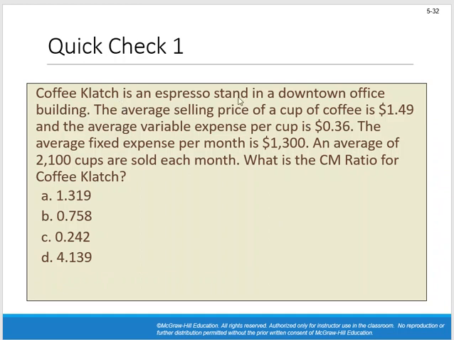Coffee Klatch is an espresso stand in a downtown office building. The average selling price of a cup of coffee is $1.49. That sounds like a good deal. That's no Starbucks pricing, right? And the average variable expense per cup is 36 cents. The average fixed expense per month is $1,300. An average of 2,100 cups are sold each month. So plenty of info there. They want to know, what is the CM ratio for Coffee Klatch? Go ahead and hit pause for a second while you work this out. Grab a pencil, paper, and calculator.